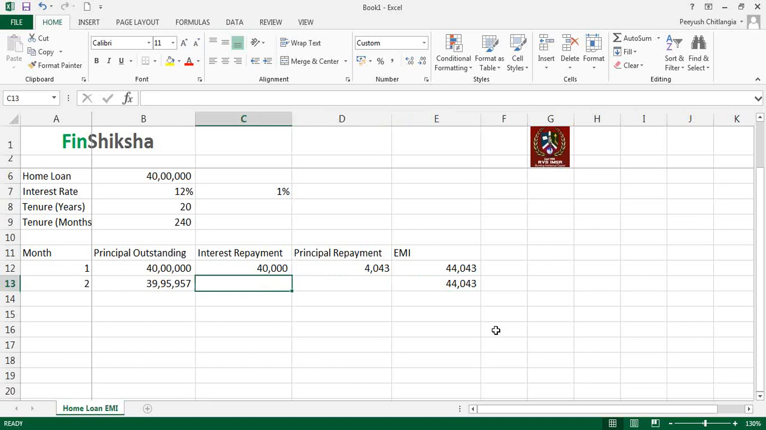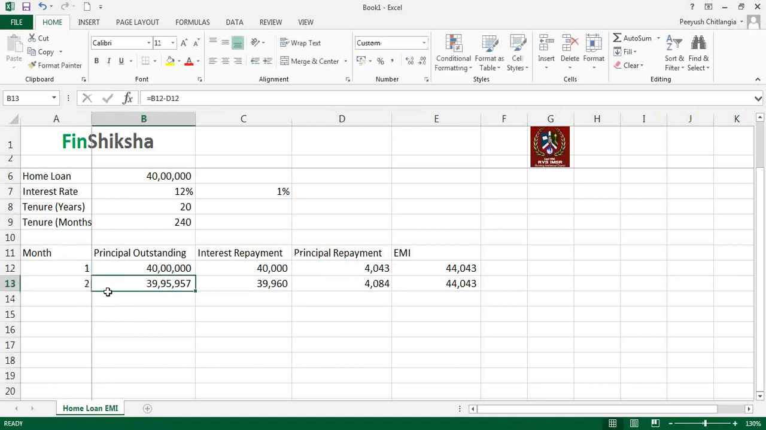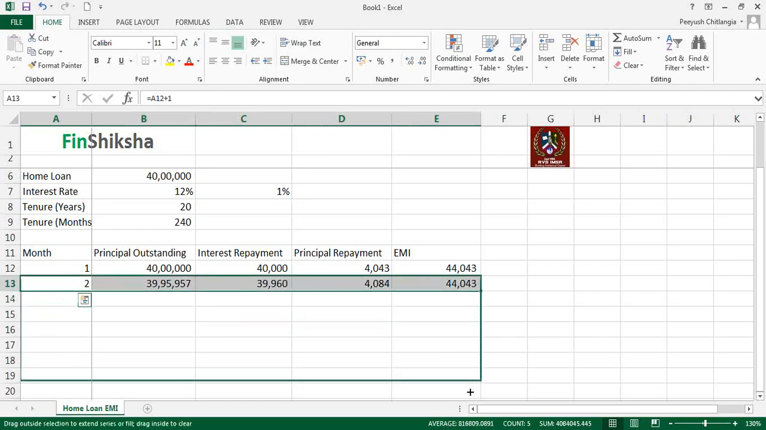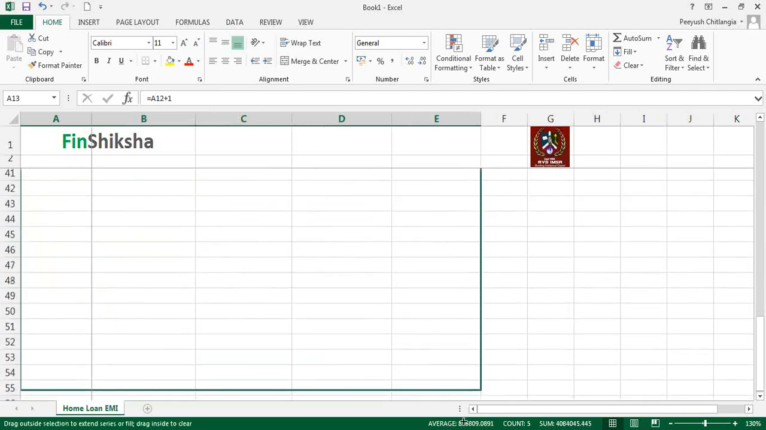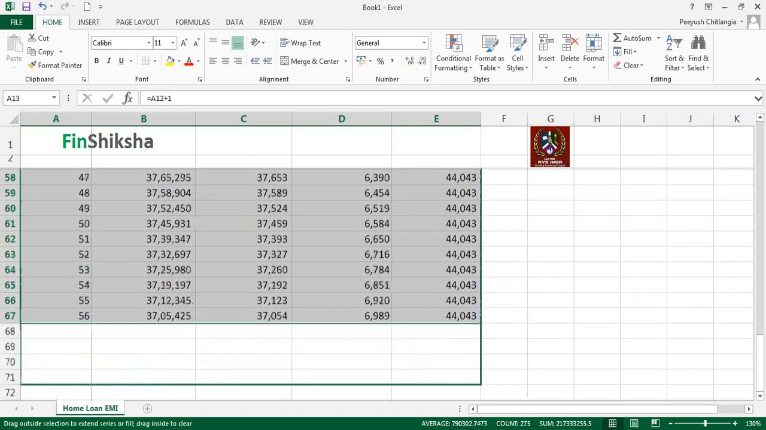Now what we do is we start incorporating what is going to be the interest payment. Interest payment is 1% of 39,95,957. Principal repayment is this number. And now I will put the formula here as well so that it becomes 1 plus this. I can now take the selection and drag it downwards till the 240th month. So you see, till here 56 months have gone by and we have the same EMI going through.